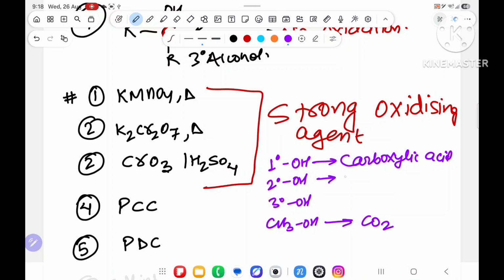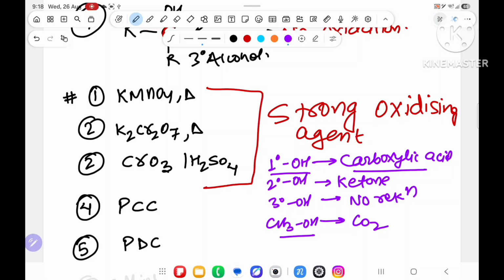2 degree alcohol is converted to, one second, I have written something. No, correct. Over here, 1 degree alcohol gives carboxylic acid, CH3OH gives carbon dioxide, 2 degree alcohol is converted into ketone, and 3 degree alcohol gives no reaction, because a 3 degree alcohol does not have any hydrogen directly connected with the carbon that is connected with OH. Understood? That is, 1 degree alcohol, carboxylic acid; 2 degree alcohol, ketone; 3 degree, no reaction; and CH3OH, carbon dioxide.